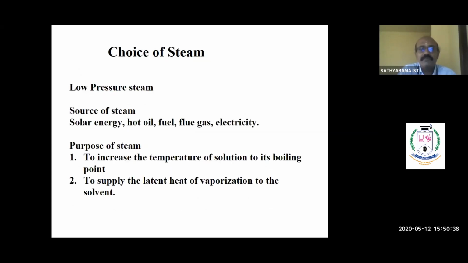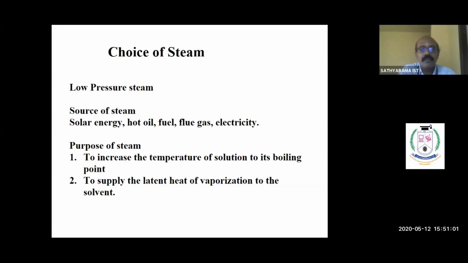Coming to the choice of steam, normally in evaporation, low pressure steam can be used. The sources of steam are solar energy, hot oil, fuel, flue gas, as well as electricity. The purpose of steam: the steam plays an important role in the evaporation process. Because of the steam supply only, the product, which is nothing but the thick liquor, can be obtained.